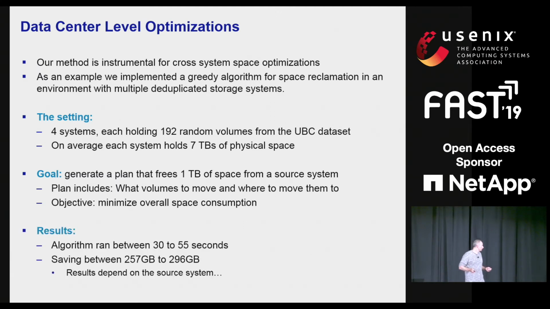So results on this: the algorithm ran between 30 seconds to 55 seconds, so it was fairly fast, and it came up with a plan where it removes 1 terabyte from one system, and it takes up less than 750 gigabytes on the other system. So there was nice savings here. I mean, you can always generate data sets synthetically that will give you more or give you less. This is real data. We didn't know what to expect. I think this is pretty nice saving, larger than we expected.